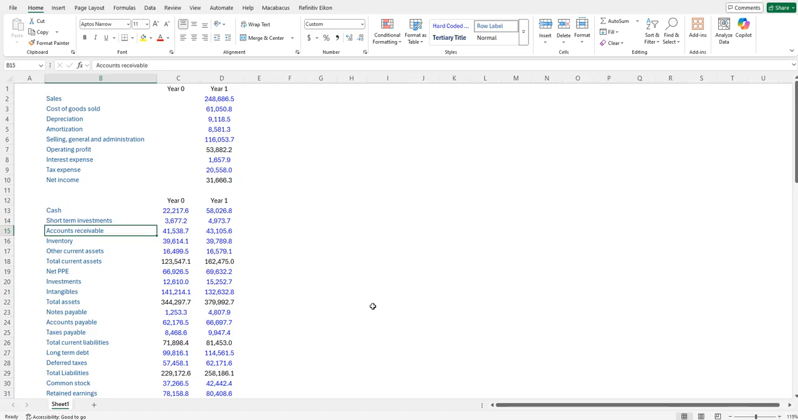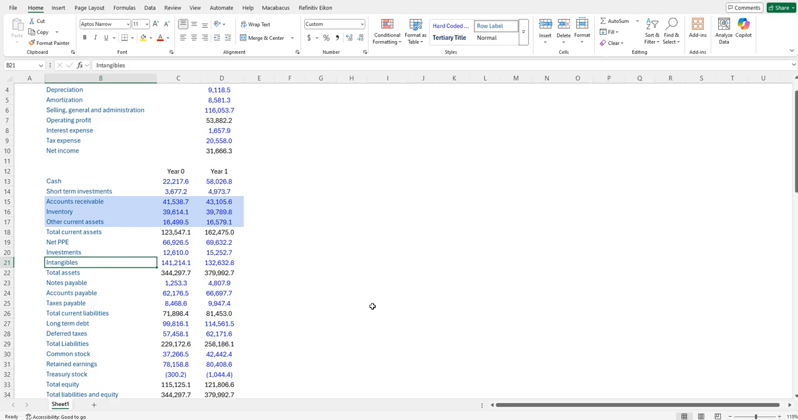So we start with accounts receivable, inventory, another current asset, and they are definitely operating activities related items, right? And then the same for accounts payable and taxes payable, and then other deferred taxes as well.